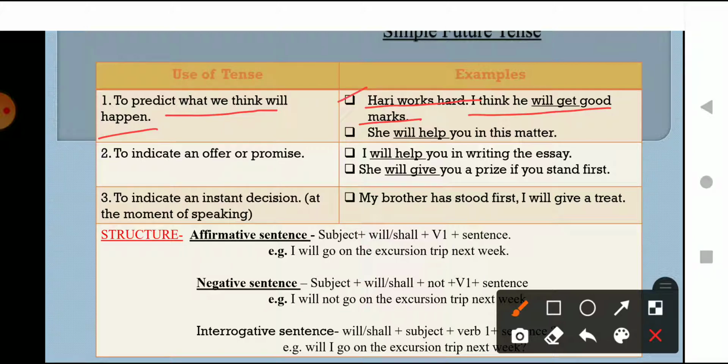Similarly, let's see the second example. She will help you in this matter. What it means is that maybe she can help you, or you can say she will help you in this matter. The work that you are showing me, or the thing that you want help in, I think that she will help you in this matter. So the first point where we can use simple future tense is to predict what we think will happen in the future. Obviously, because we are talking about the future.